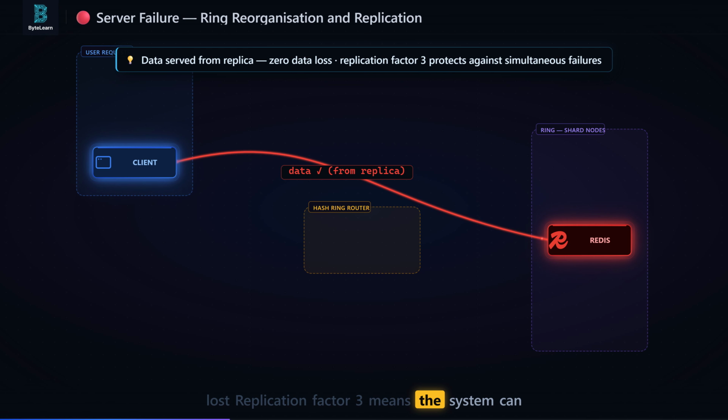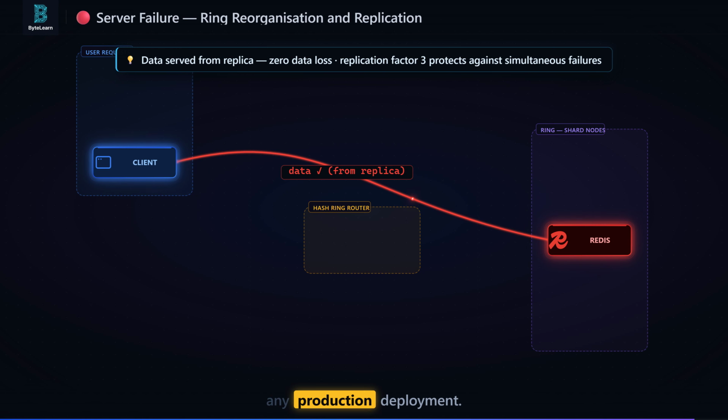Replication factor 3 means the system can tolerate any two simultaneous failures without data loss. This is why Cassandra, DynamoDB, and similar systems require a minimum replication factor of 3 for any production deployment.